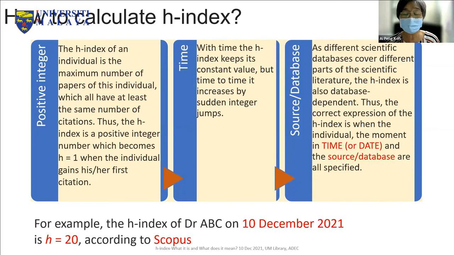If someone asks you, what is your H index? You say 20. So 20, are you referring to Scopus, Web of Science, or Google Scholar? Or even, if I'm not mistaken, Publish or Perish also gives you another H index. So you have to quantify, make it in context. You have to tell them the date, which means the H index is valid as of today's date. And the number is 20. And according to what database? Scopus. So this is the answer that you should give them when somebody asks you.